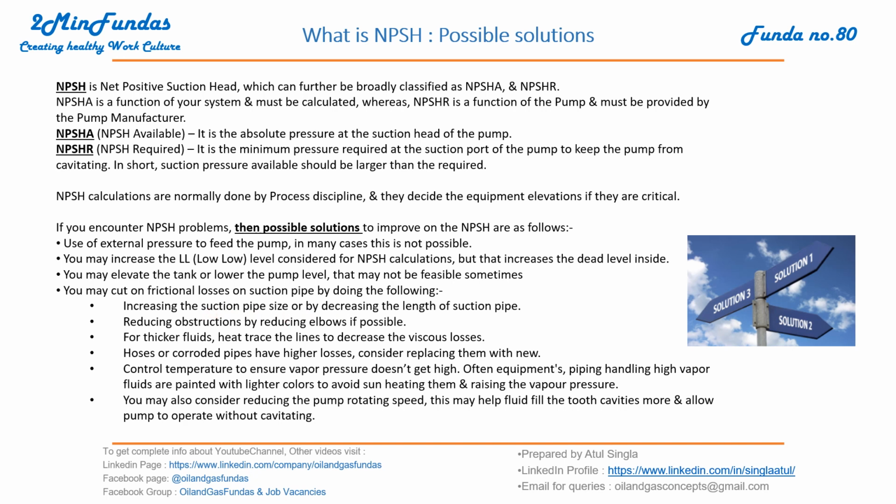Control temperature to ensure vapor pressure does not get high. We don't want to increase the vapor pressure without any reason, so we can control the temperature to ensure it is not increased. Often equipment and piping handling high vapor pressures are painted with a lighter color to avoid sun heating them. We don't want to increase the temperature because of sunlight, so we do these kinds of things, and we can avoid the raising of vapor pressure.